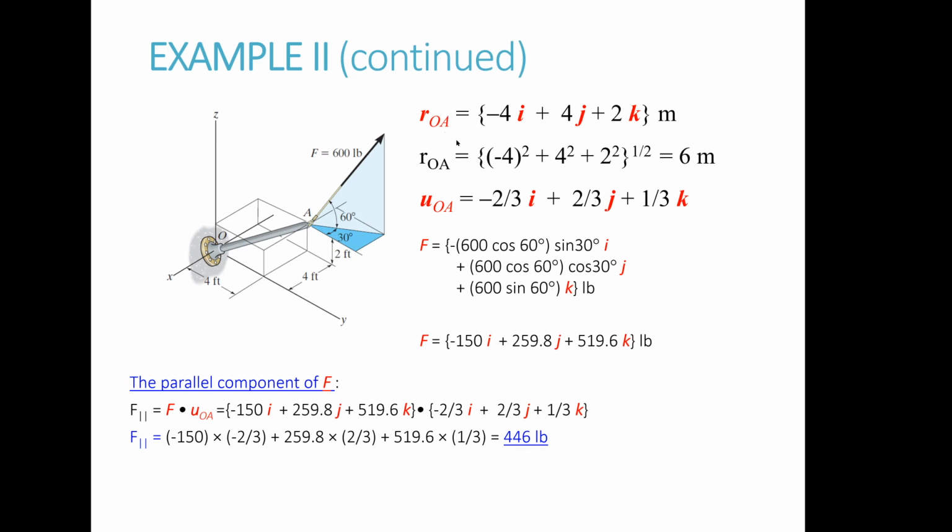Either you do ROA or RAO, you would still come up with the same thing because your unit vector would also be in the opposite direction. So you'd see it work out. But we're going to do ROA. So from here to A, it's minus 4 in the x direction, plus 4 in the y direction, and plus 2 in the k direction. We follow the same process, and you find the magnitude. Now you have the magnitude, you take the vector itself, divide it by its magnitude, and then you come up with the direction.